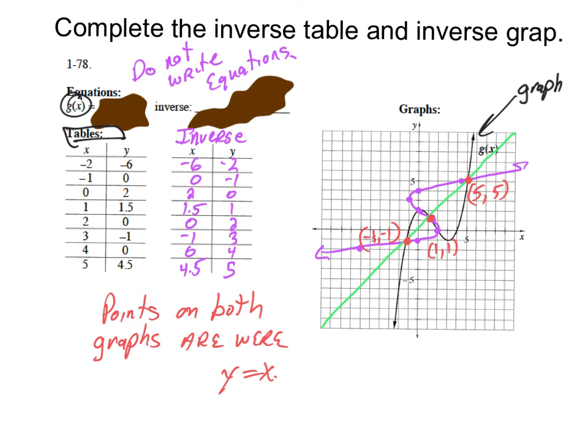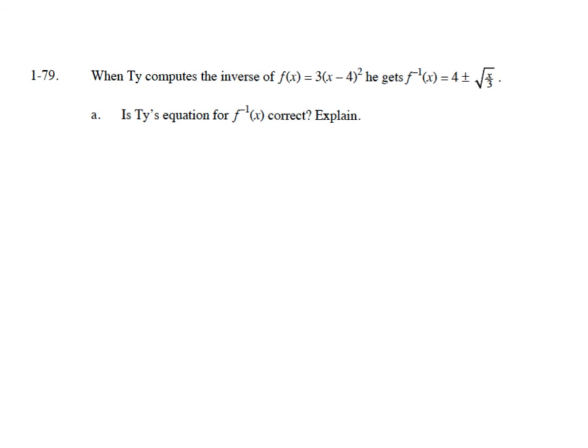On to the next slide. So, when Ty computes the inverse of f of x equaling 3 times x minus 4 squared, he gets f to the -1 of x equaling 4 plus the square root of x divided by 3. Is Ty's equation correct? Explain. Yes, it is the correct equation, but it's not the inverse function.